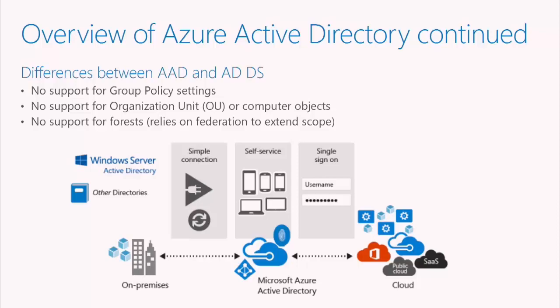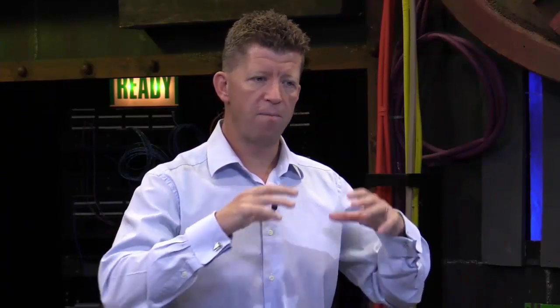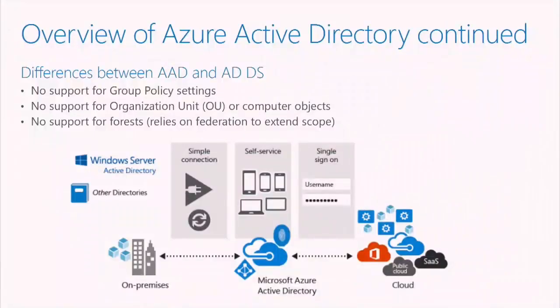If we want to extend our scope of influence and our scope of management beyond the directory, we have to use federation. And in federation, we allow authentication to be managed by one directory and the authentication token, as in, hey, it's a valid user, to be sent back to the calling directory. So very vastly different than your traditional on-premise Active Directory services.